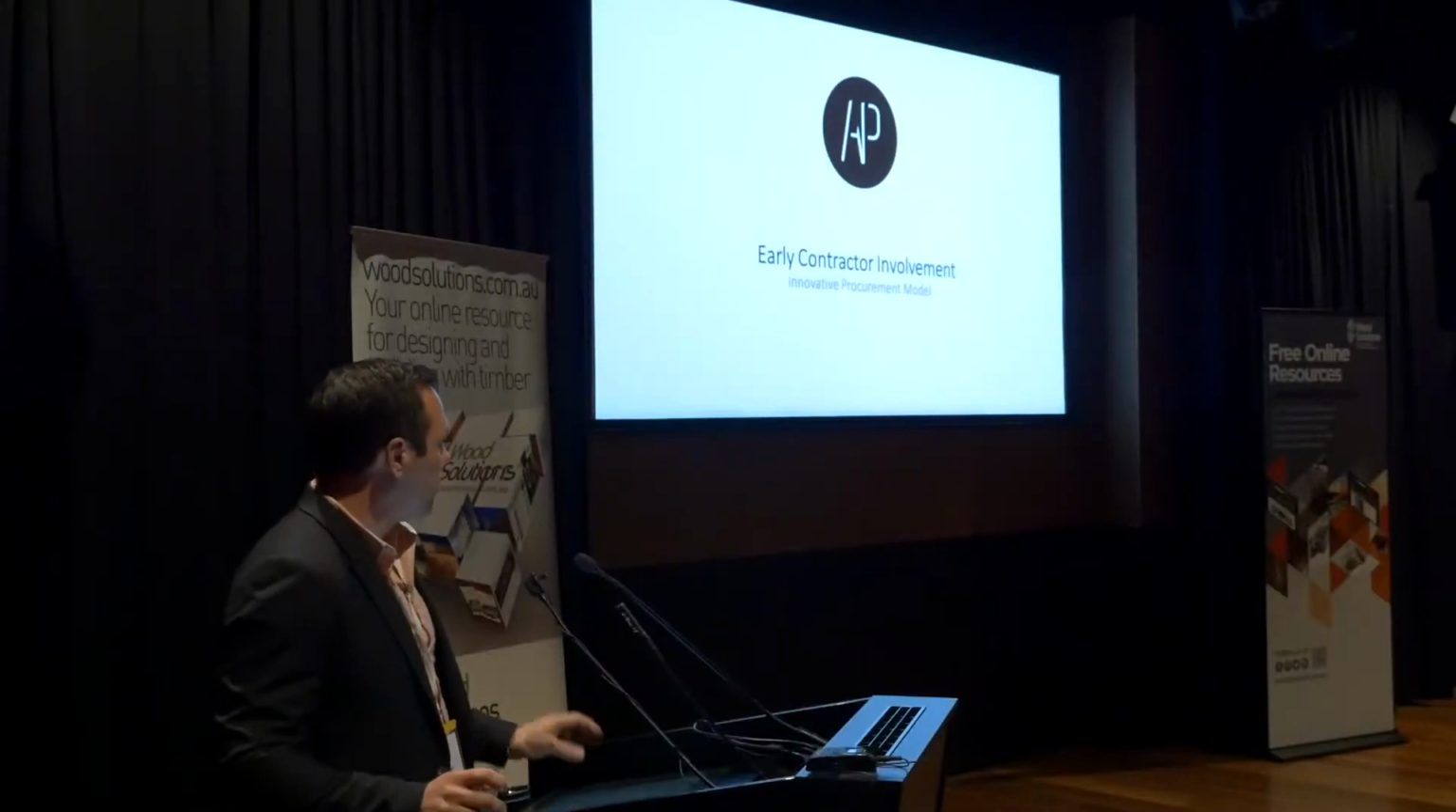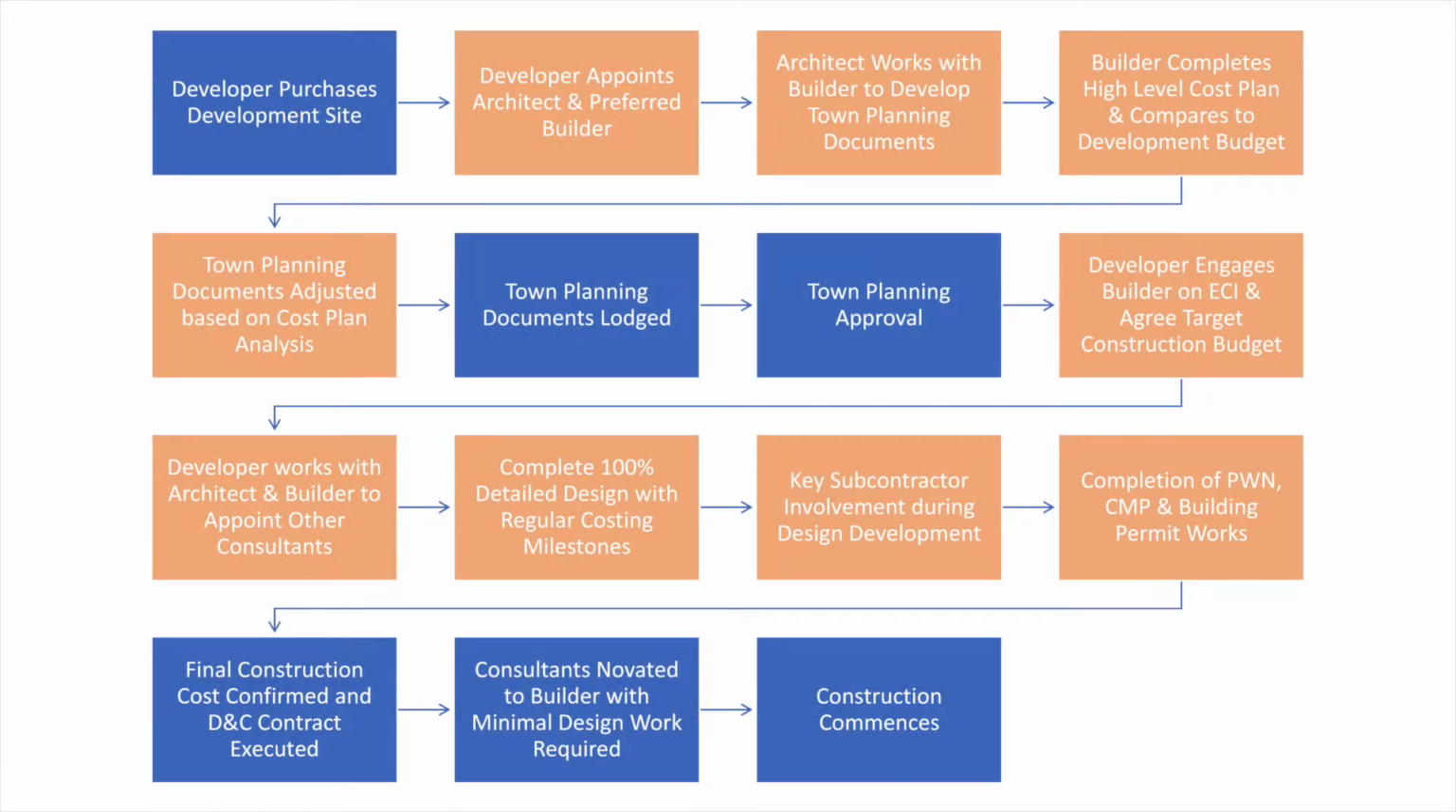So then we look at the ECI. Very similar process. I've highlighted in orange, I think that's orange, the areas of difference. So developer purchases a developer site. Developer appoints an architect and a preferred builder. You can see the difference there. Architect works with the builder to develop town planning documents.